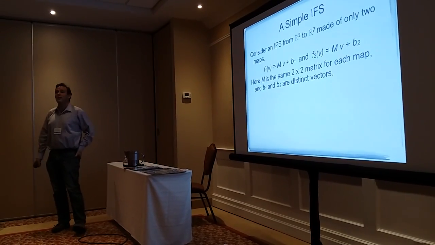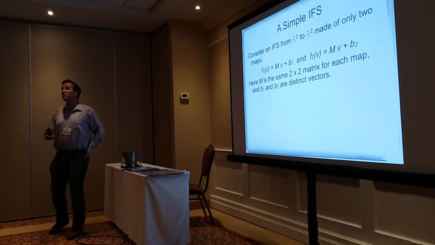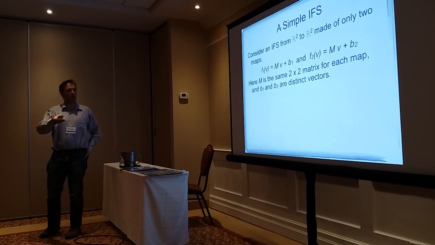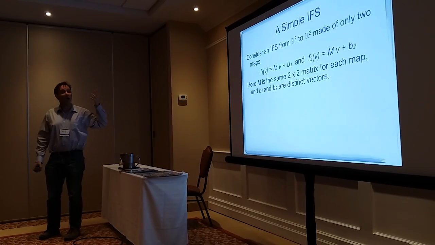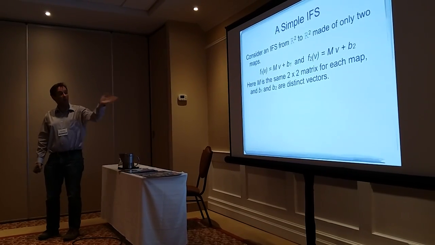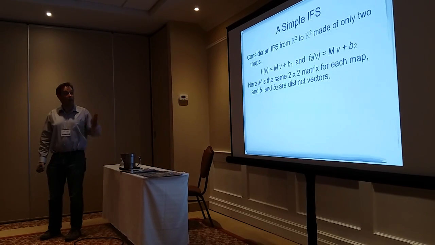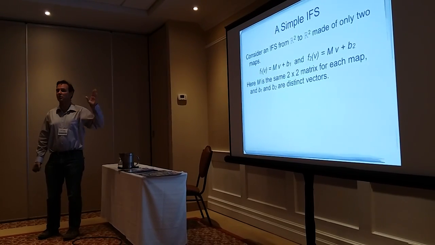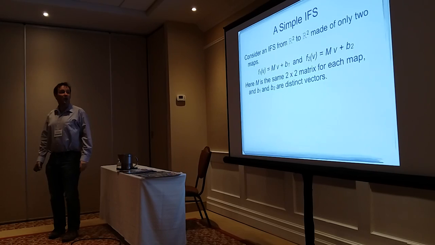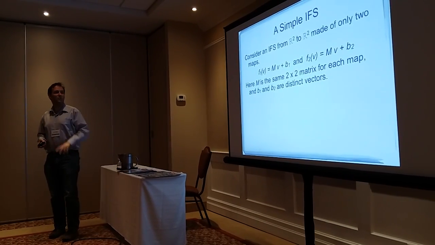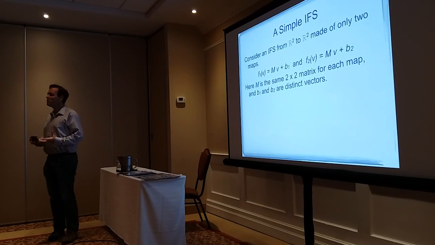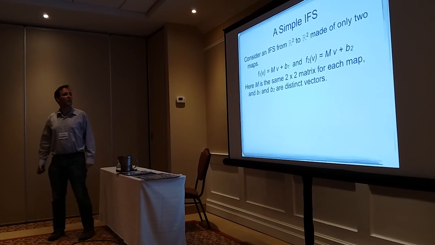So what I want to look at now is a very, very simple family. It's going from R2 to R2. I'm having a matrix M times a vector, so it's a simple contraction, plus some vector B1. And I'm going to use the exact same matrix for both maps. So despite the fact I'm using really only one matrix and 2 different vectors, there's a lot richer structure in this than you'd think.